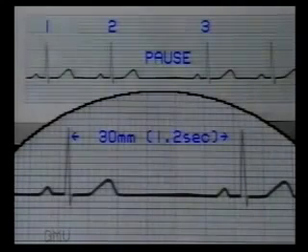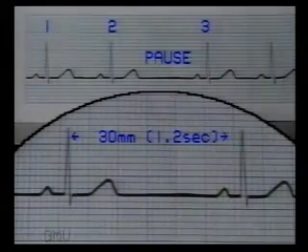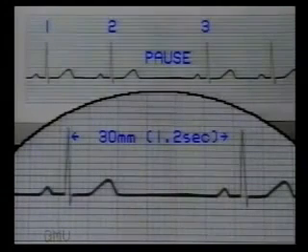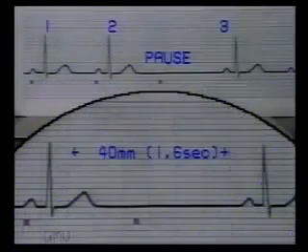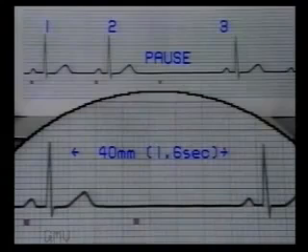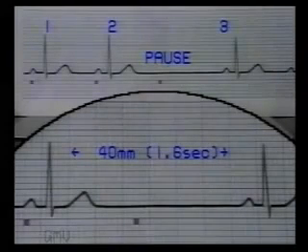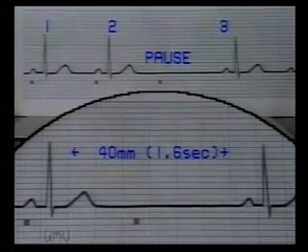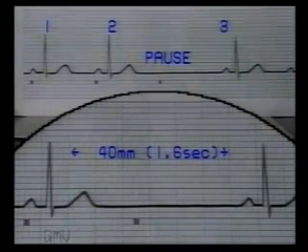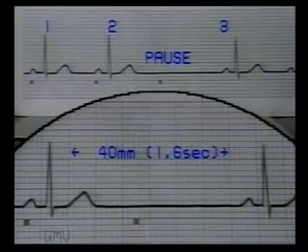Now measure the RR interval, and it is 30 small squares, that is 1.2 seconds. It has no relation whatsoever to the previous RR intervals. And after the pause, normal sinus rhythm has started again. So this is a sinus pause, a pause following a normal sinus beat. In this tracing, once again we see a pause following a normal beat number 2. Now measure the RR interval, and it is 40 millimeters or 1.6 seconds. If the sinus pause is longer than 1.5 seconds, then it is termed sinus arrest.